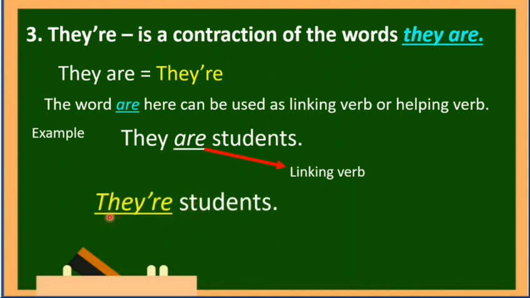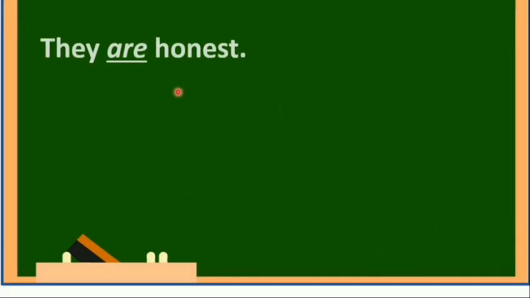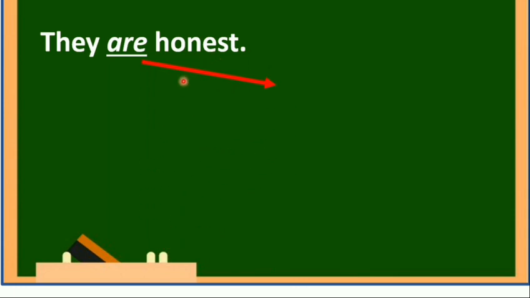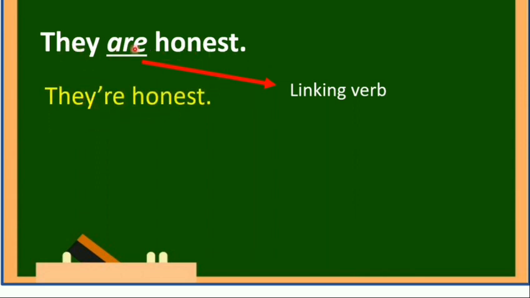Another example, itong they are magiging their students. Naikli na lang ito siya. Itong they are, one word na lang siya. Kaya lang meron siyang apostrophe rito. They, apostrophe, RE. Next, they are honest. Dito naman, itong are ay nagpa-function bilang linking verb dito sa sentence na ito. Siya ay nagli-link o nadudugtong sa subject na they at sa predicate na honest. At itong they are, pag pinag-isa na lang ito ay magiging there. They, apostrophe, RE. They're honest.